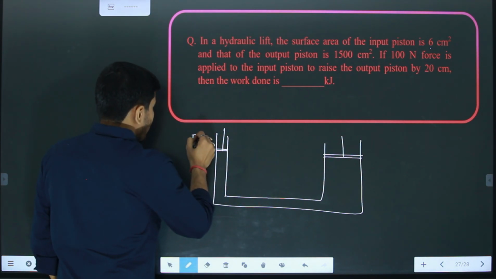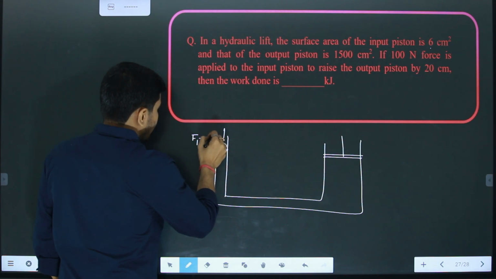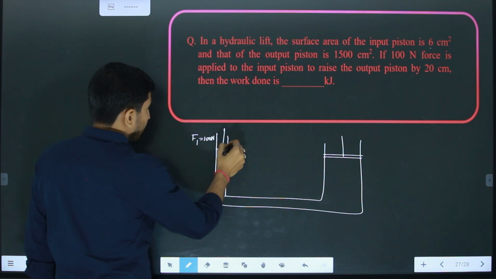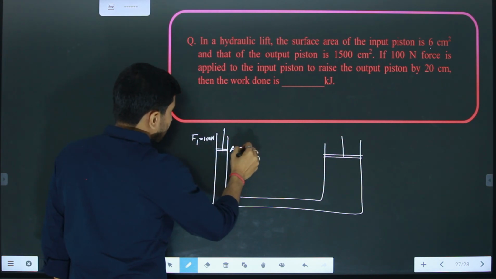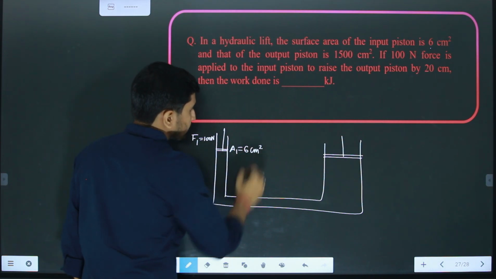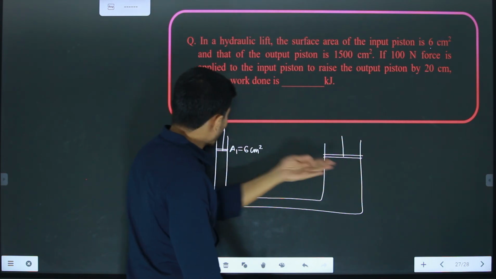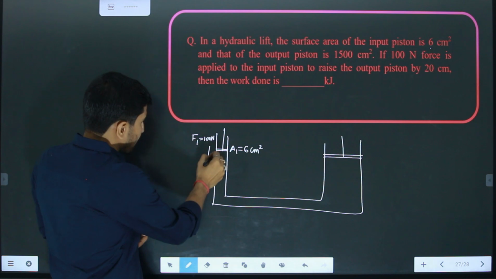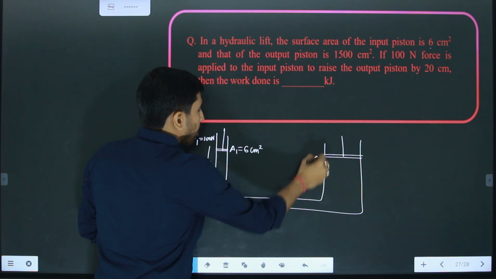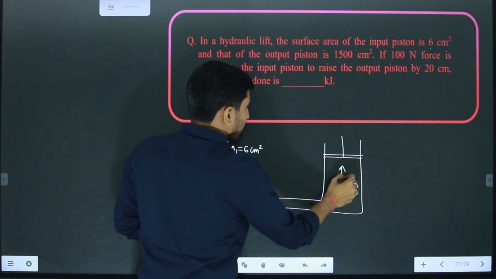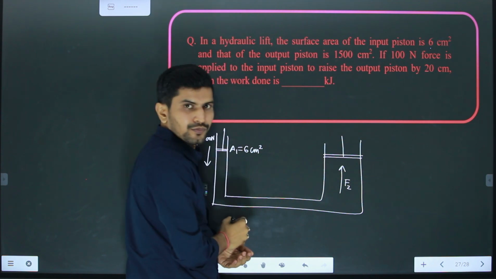We will apply some force which is equal to 100 Newton here. Okay, 100 Newton. What is the area of cross section? This is equal to 6 centimeter square, right? This is the output piston. Since we have applied the force, this piston will go up. This piston will go up with certain amount of force.